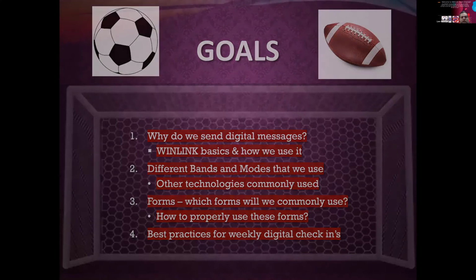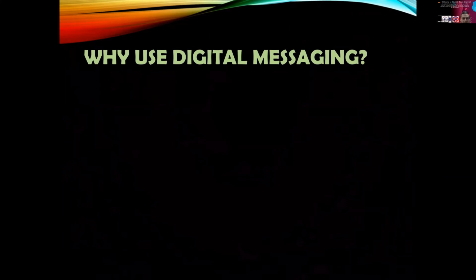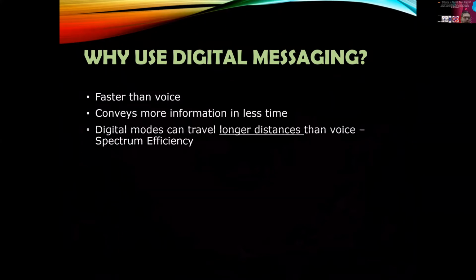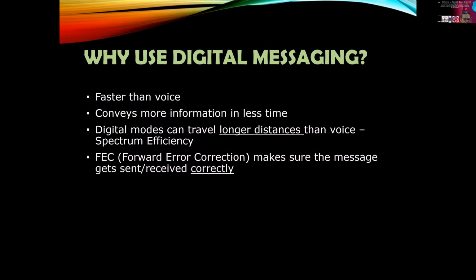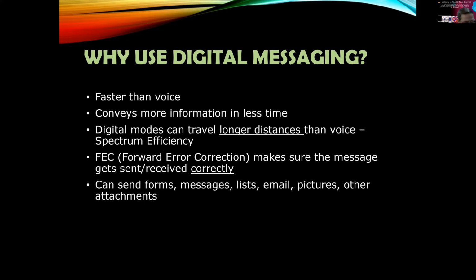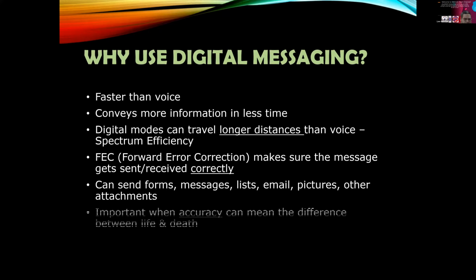So first off, why do we use digital messaging? Well, it's faster than voice under most circumstances, and conveys more information in less time. It can travel longer distances than voice using better spectrum efficiency. There is forward error correction in most modes, which makes the message get sent and received correctly, which is very important. You can send forms, messages, lists, email, pictures, porn. Well, no, you can't do porn. That's against the rules, but you can send other attachments. And it's very important when accuracy can mean the difference between life and death.